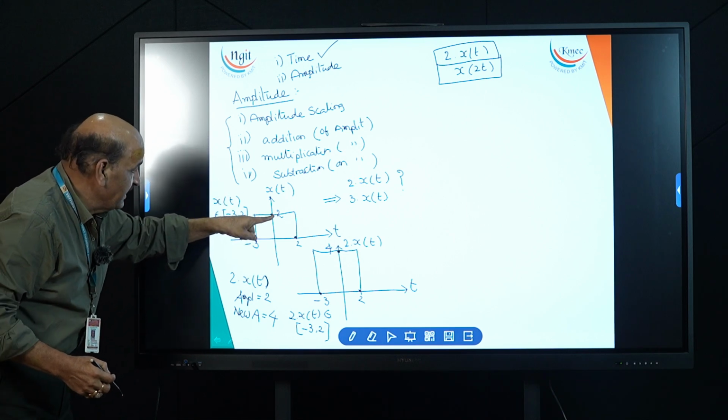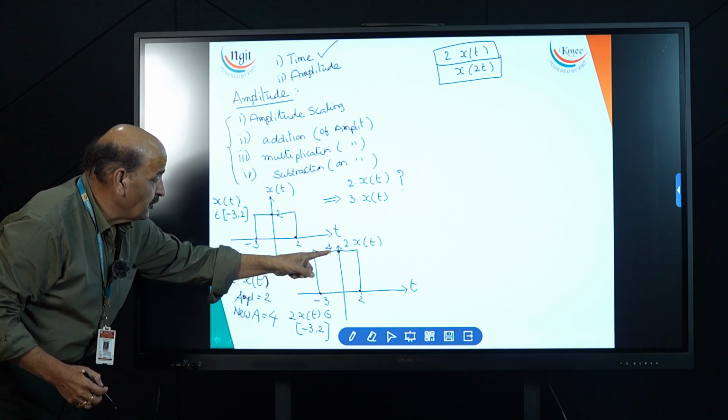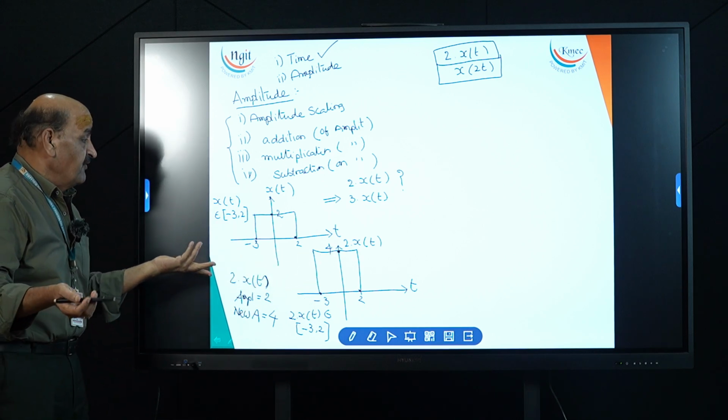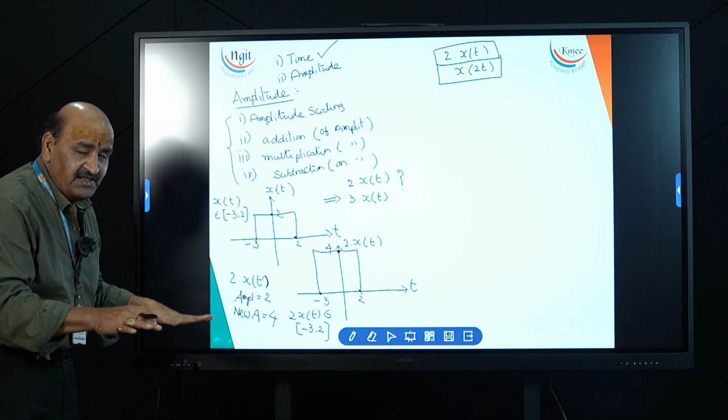In the given one, the amplitude is 2. In the new one, the amplitude is equal to 4. Now try to understand where you can find the change. We are finding the change only in the amplitude, but not in the width of the signal.